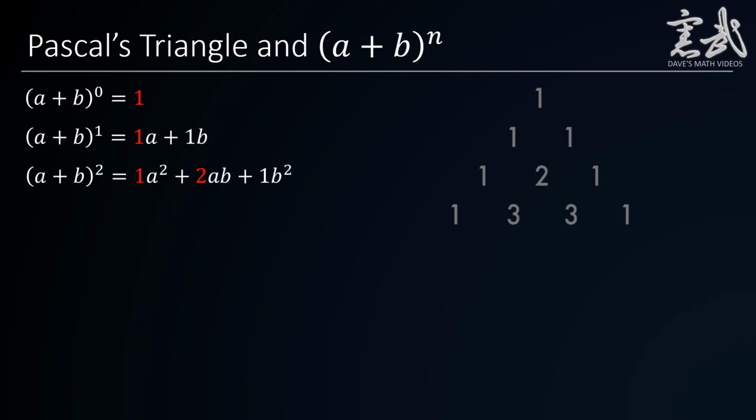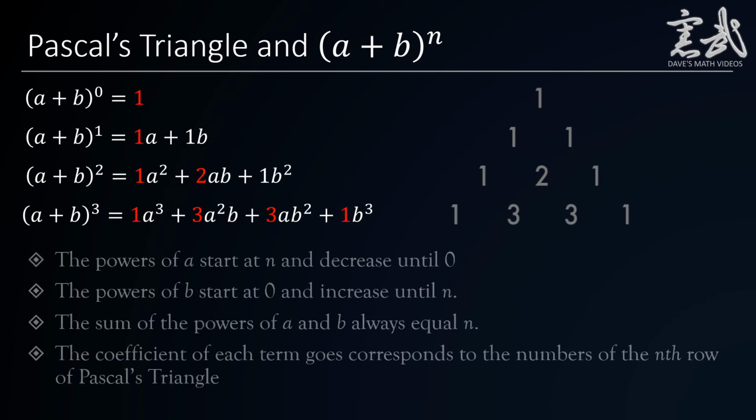Next, (a + b)^2 is equal to 1a^2 + 2ab + 1b^2. And (a + b)^3 is equal to 1a^3 + 3a^2b + 3ab^2 + 1b^3. Based on this, what kind of patterns can we see in this, and how is it related to Pascal's triangle?